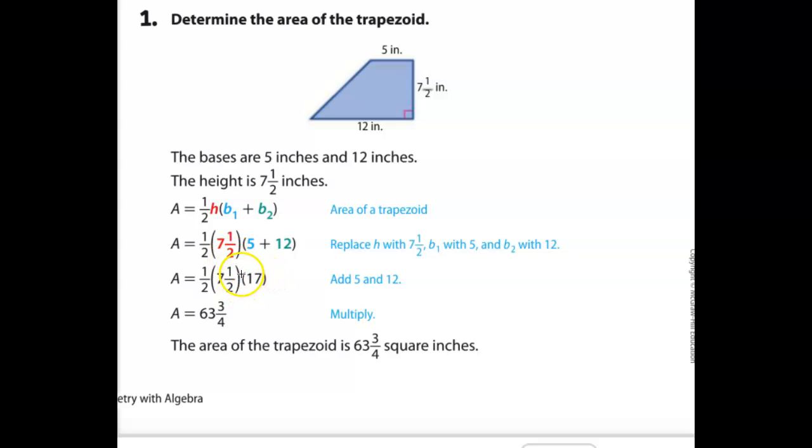Okay, at this point, because all of these things are now multiplication, these can be done in any order whatsoever. Let's go ahead and we'll do the 1/2 part at the very end. So they magically have come up with the answer, but let's go ahead and do this on our own. So the first thing we have to do to multiply 7 and 1/2 by 17 is we have to create this as an improper fraction.